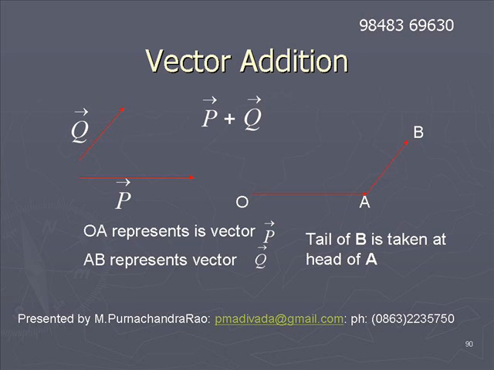Then the vector OB becomes P bar plus Q bar. Like this, we add the vectors P bar and Q bar. This is known as the addition principle of vectors.